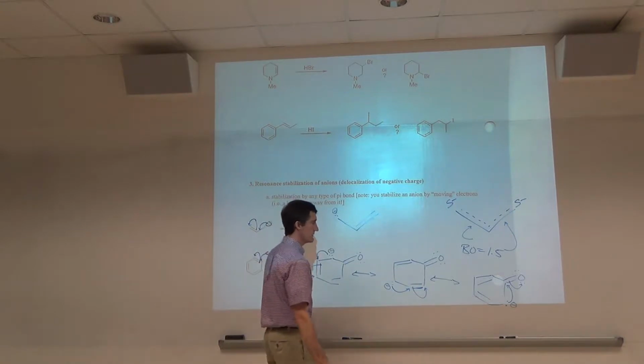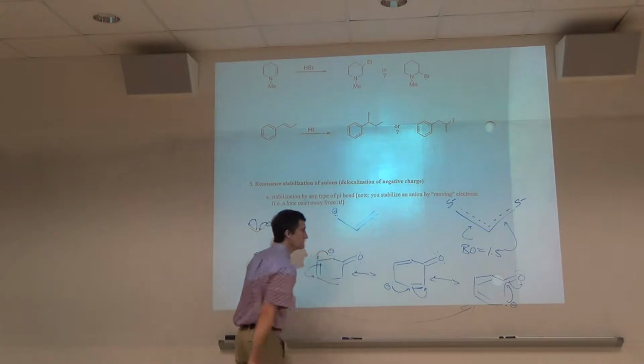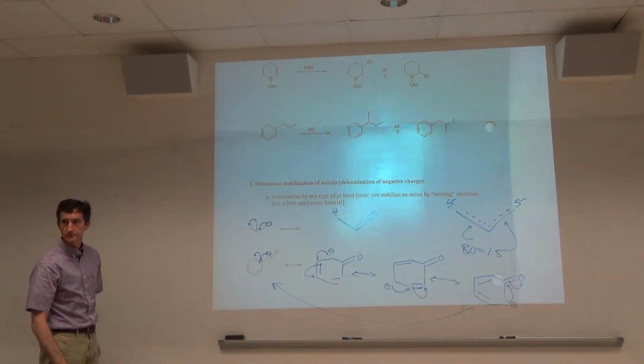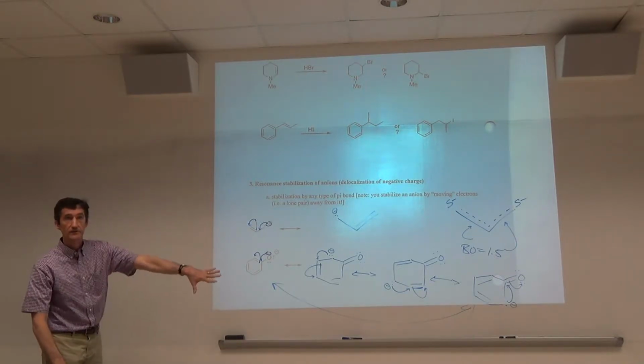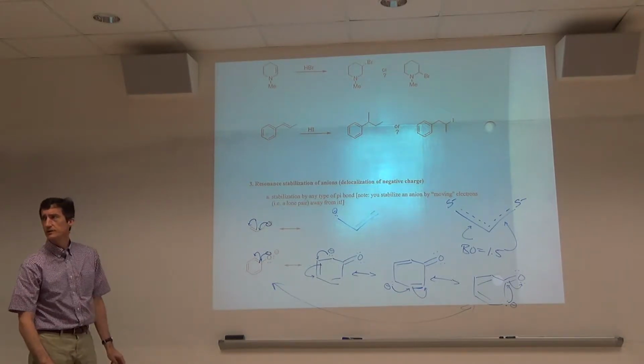What does that give back? It gives back the original. So there we have 4 total resonance structures. 3 additional in the original. Which one's major? They're not equal here.